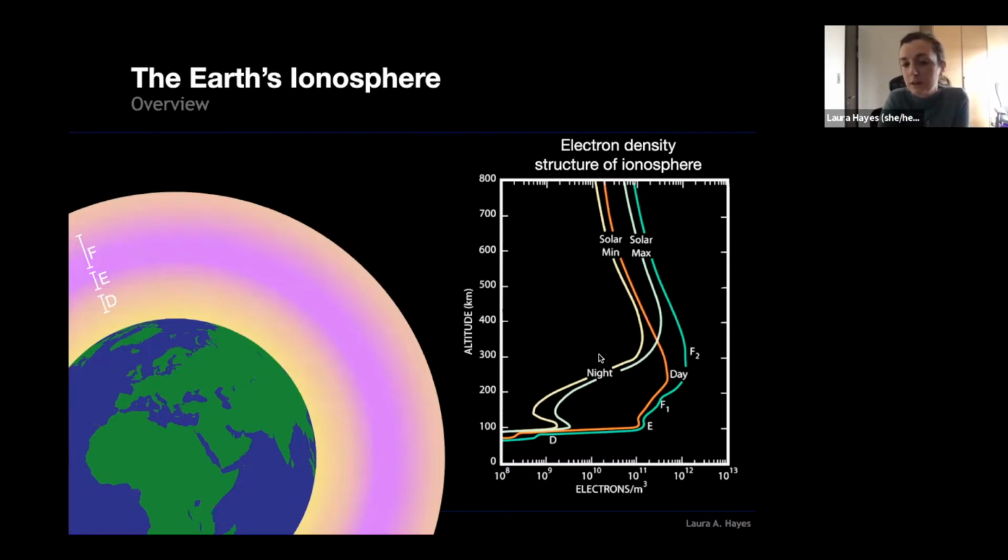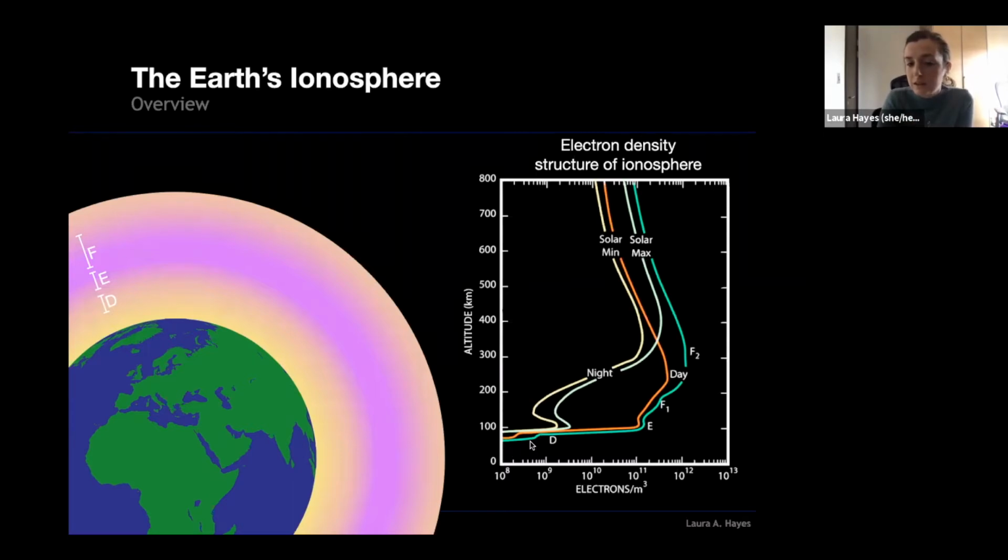We have profiles here during both the night and the day. Obviously, on the night side of the ionosphere, the sun isn't present, so it isn't ionizing the neutral components of the atmosphere as much, but it's still there. We also see a difference between solar minimum and solar maximum. This is due to the fact that in solar maximum, you have an awful lot more EUV, extreme ultraviolet emission, coming from the sun.